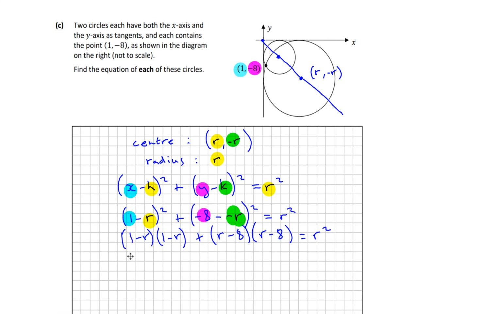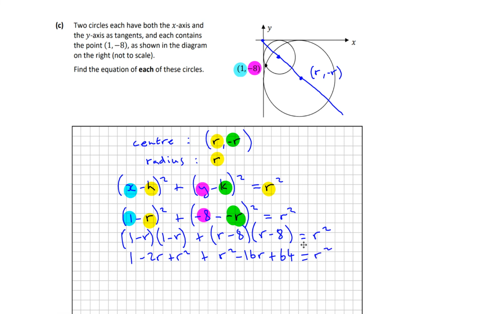So 1 by 1 is 1. Minus 1r minus another 1r, that's minus 2r. Minus r by minus r is plus r squared. Plus r by r is r squared. Minus 8r minus another 8r is minus 16r. And minus 8 by minus 8 is plus 64. And that's equal to r squared.